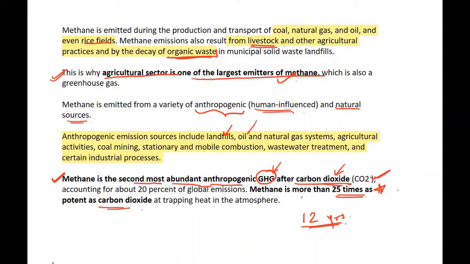इसका मतलब ये है कि once in atmosphere, carbon dioxide can continue to affect the climate for thousands of years. Methane, most likely in about 12 years. So that is why carbon dioxide is something that we are very much concerned about, because it stays for long, its effects can be felt for long.